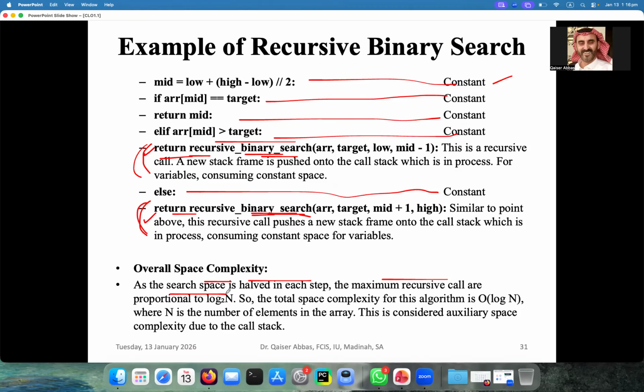If n is 5, then the maximum recursive calls would be what? Log n, which means 2 or 3. So the space complexity for this algorithm is order of log n, and this is auxiliary space complexity. Due to what? Due to the stack that we are using due to recursion. Understood?